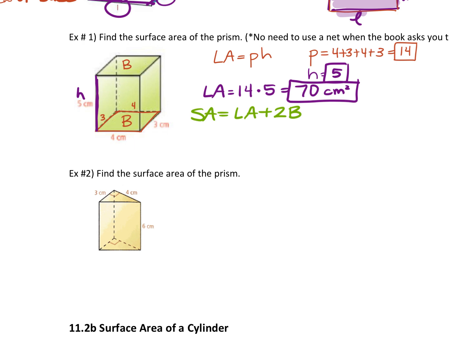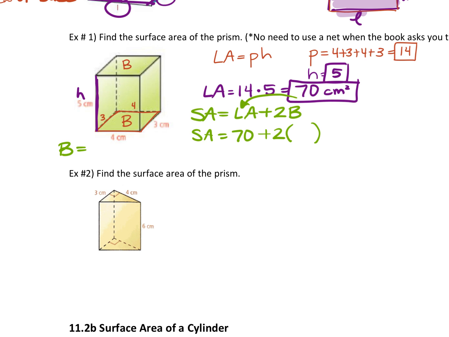What is LA? 70. That's what we just found. This number is going to drop in right here: 70 plus 2. And then we have to figure out what B is. How do you find B? What is B? What does B represent?